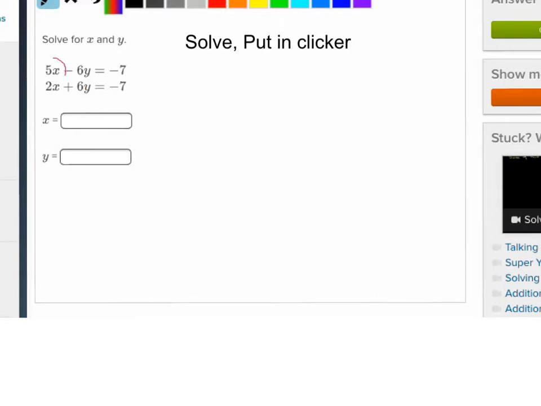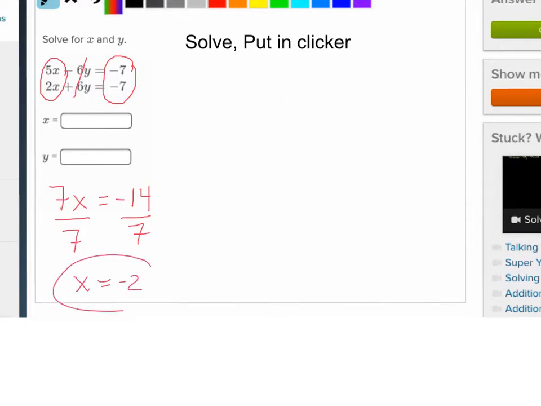So I'm going to add 5x plus 2x, and what do I get? 7x. And these eliminate, because when I do negative 6y plus 6y, it goes away. And then I've got negative 7 plus negative 7 is negative 14. Now what do I do? Right, I'm trying to solve for this variable x right here. Well, the number next to that variable x is the 7, and it's being multiplied, so I'm going to do the opposite. I'm going to divide by 7 on both sides, so x equals negative 2 is correct.